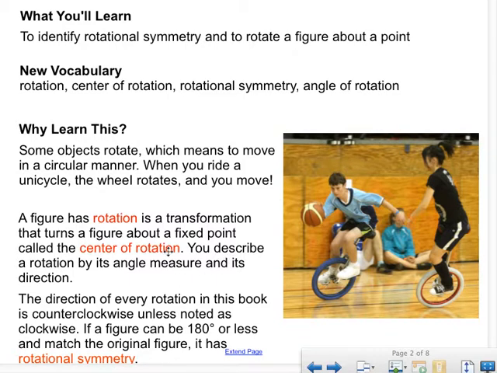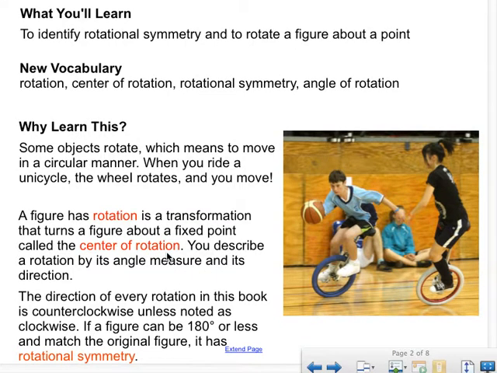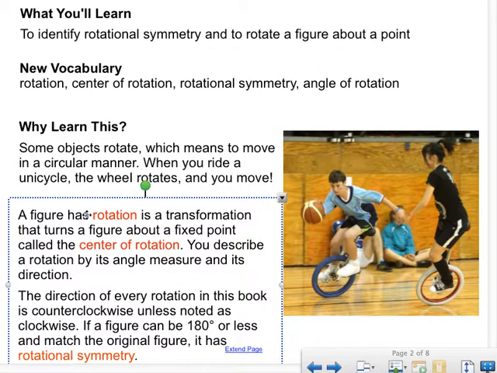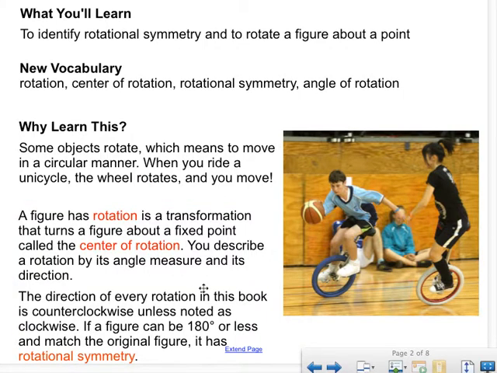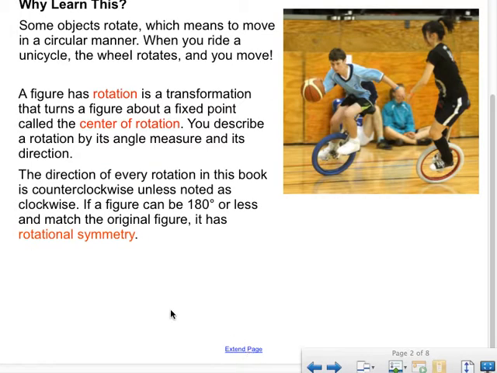A figure has rotation. A rotation is a transformation that turns a figure about a fixed point called a center of rotation. There's a typo in there. You describe a rotation by its angle measure and its direction. The direction of every rotation in this book is counterclockwise unless noted clockwise.